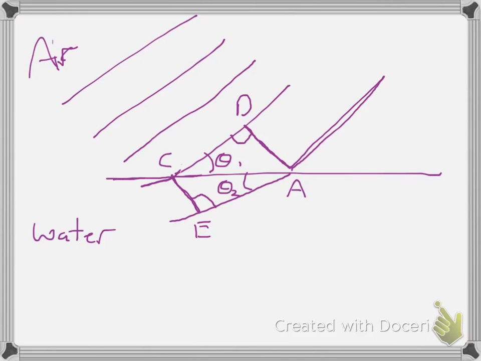Okay, let's think about this. So this wave is traveling at some velocity, v, and down in here it is traveling at some velocity that's a little bit less. So this is v in the air, and this is v in the water.